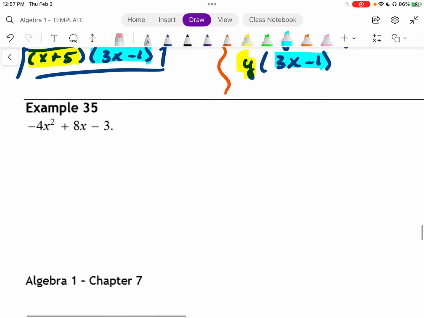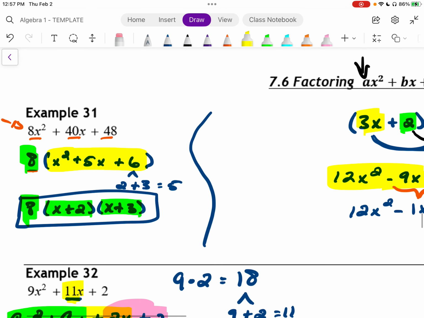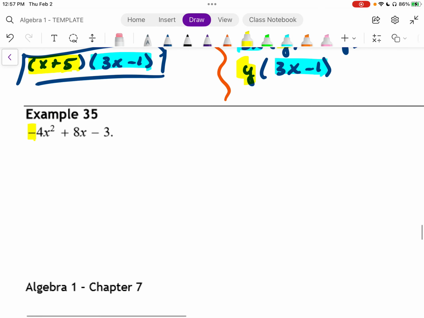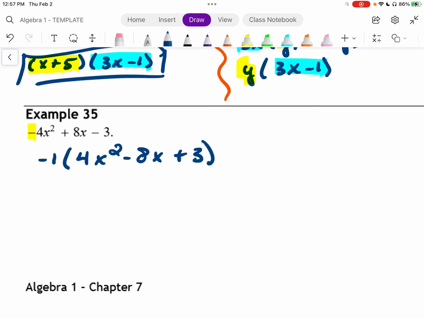All right, example 35 here. Now, one thing to notice is that we have a negative hanging out front. For me, whenever I do these problems, I don't like dealing with the negative. And in fact, you shouldn't deal with the negative there. We're going to pull out a negative right away, right? Kind of like how in example 31, we removed the 8 out of everywhere. We factored the 8 out. So here we're going to factor out a negative 1. That's going to leave me with a positive 4x squared, then a minus 8x, and then a plus 3. Right, think about that. If we distributed back in that negative 1, we'd get back to what we started with.